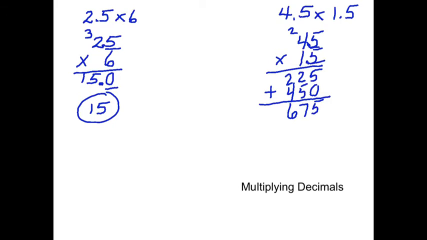2 decimals in our question, so we should have 2 decimals in our answer.